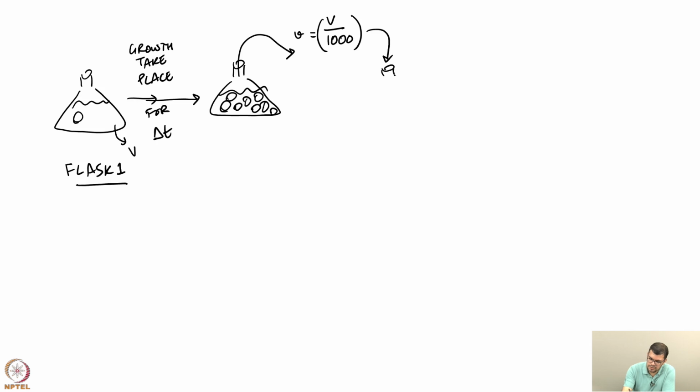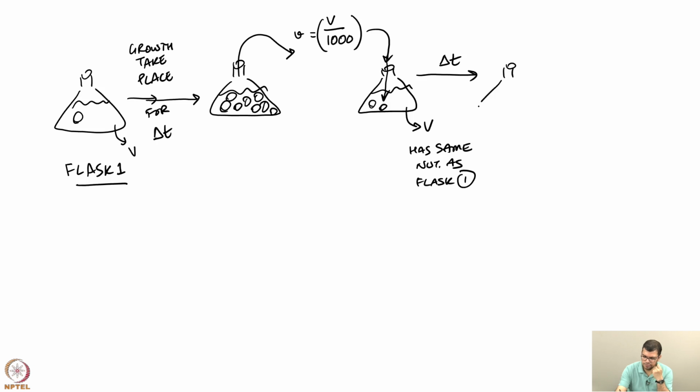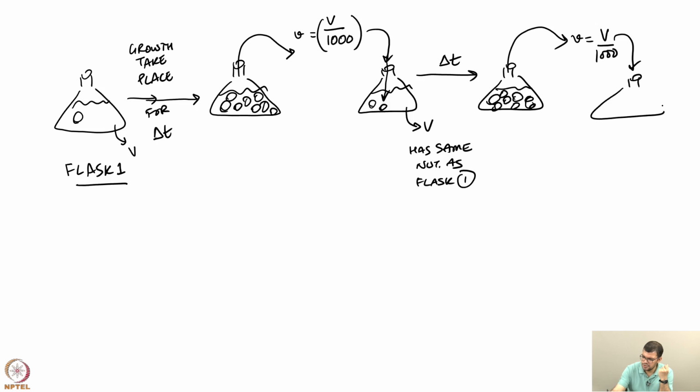and this volume goes in a flask which has volume V, has the same nutrients as flask 1, and we introduce this, and in this volume obviously there will be some bacteria, and we again allow growth to take place for delta T amount of time, at the end of which this flask will be full of bacteria, after which we take small v equal to V by 1000, and this goes in a fresh flask which has capital V and has the same resources, and this is flask 3, this is flask 2.